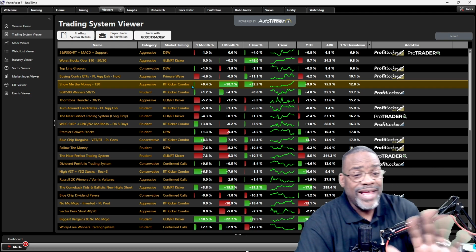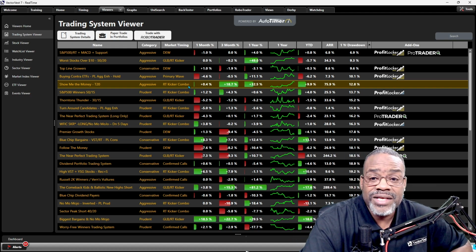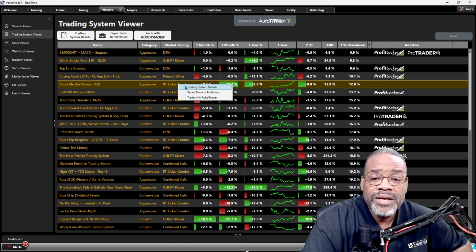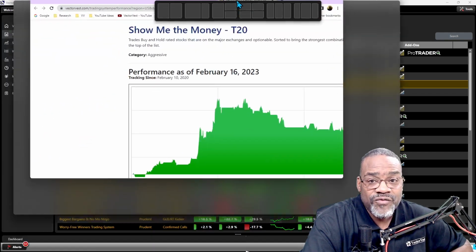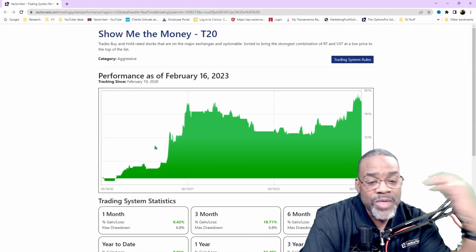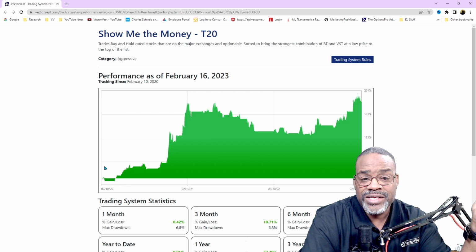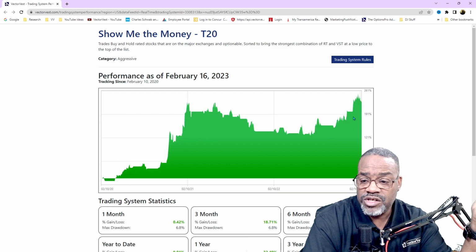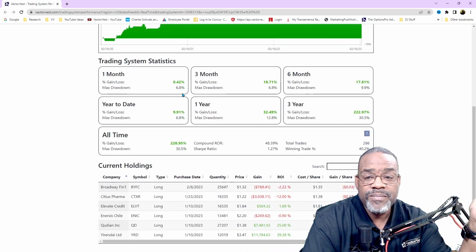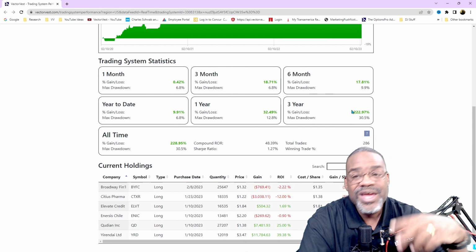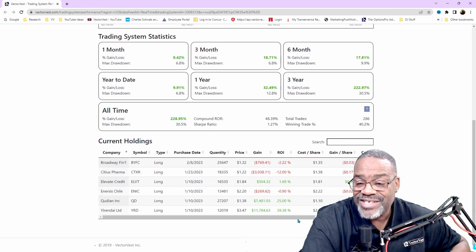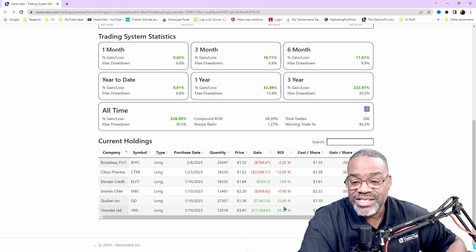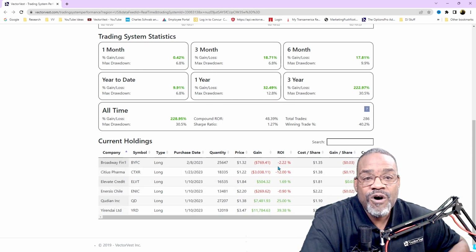Folks, we laid out. Let's say you like this, and you say, all right, I'm going to right click. I'm going to go to trading systems details. This is where it's all laid out for you to tell you exactly what to do. It does show you the equity curve from the time of inception until right now. Over the last 1 month, 3 months, 6 month, year to date, 1 year, 3 year, gives you a lot of information. And it also shows you the current stocks that it's holding right now and where they sit as far as return on investment.